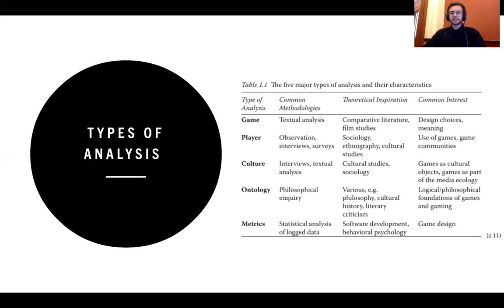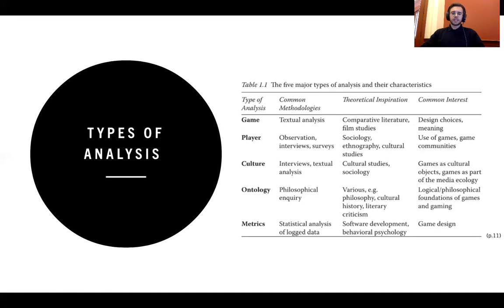And these are game analysis, player analysis, cultural analysis, ontological analysis, and metric or metrical analysis. I don't know if the word exists, but let's just call it metric analysis. In these forms of analysis, we focus on whether we are looking at the game itself, at players, at the culture that provides the context for games and players, at the ontology, so the essence of the game, or are we looking at numbers? That could be the performance of the game itself as software on a hardware device, but could also be the popularity of a game in numbers, or other forms of metrics.